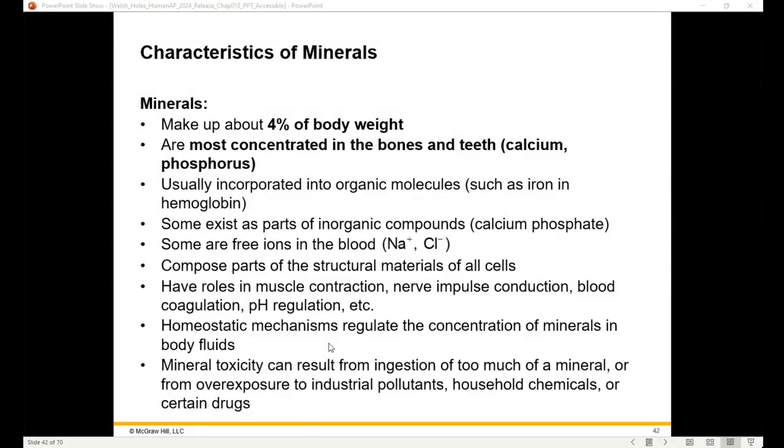Homeostatic mechanisms regulate the concentration of minerals in the body fluids. And mineral toxicity can result from ingestion of too much of a mineral or from overexposure to industrial pollutants, household chemicals, or certain drugs.